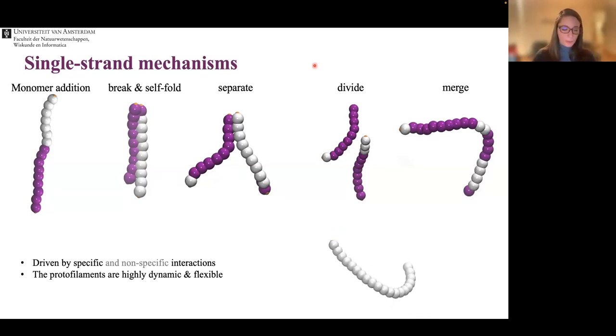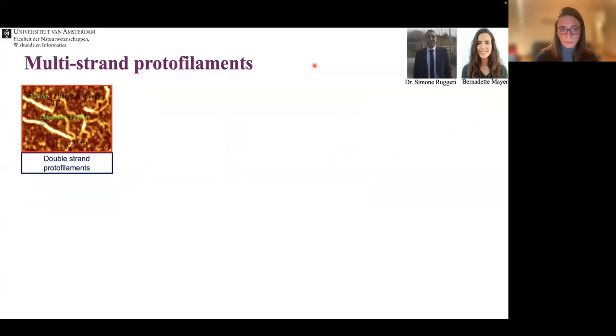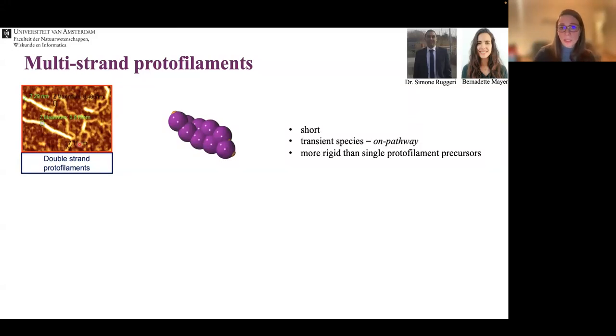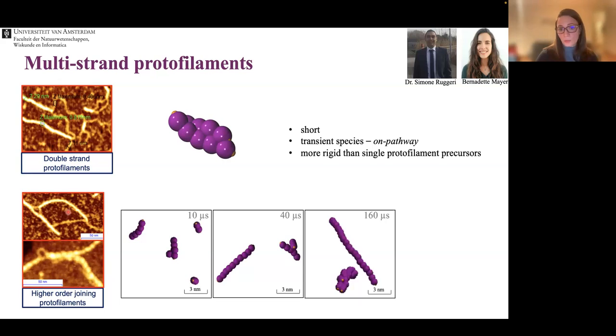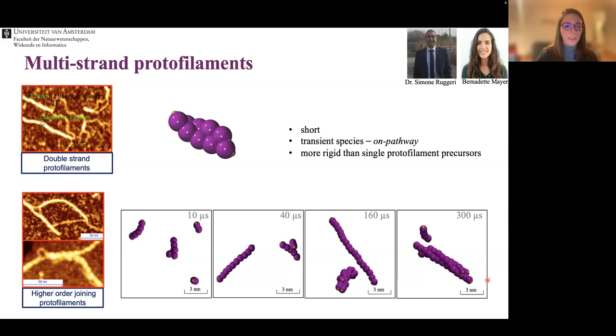Now, this was the simple part of the story, and we continued with the formation of multi-stranded protofilaments. In experiments, they also saw the formation of double-stranded protofilaments, and our simulations revealed that these are rather short and transient species. That means they are on pathway, and they occur in the process of the formation of higher ordered protofilaments through joining at the ends or at the sides to give rise to more stable structures. We found that they are more rigid than their single protofilament precursors. And this is valid for all the multi-stranded protofilaments.